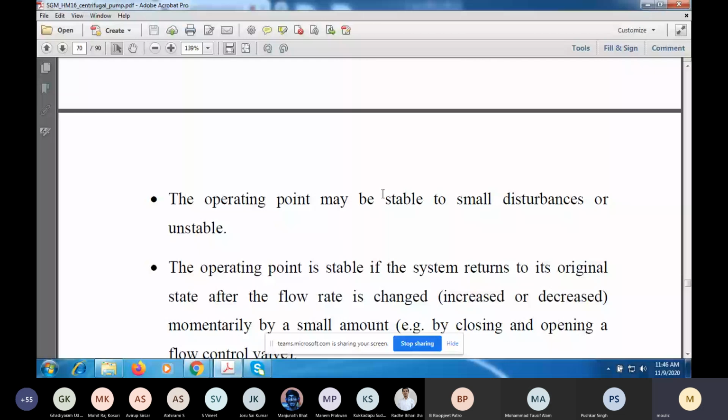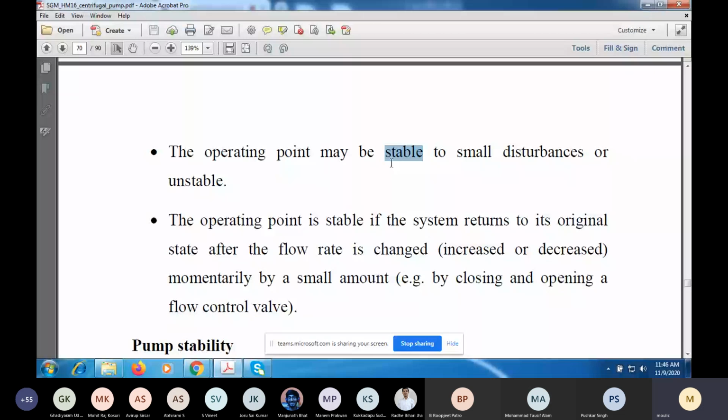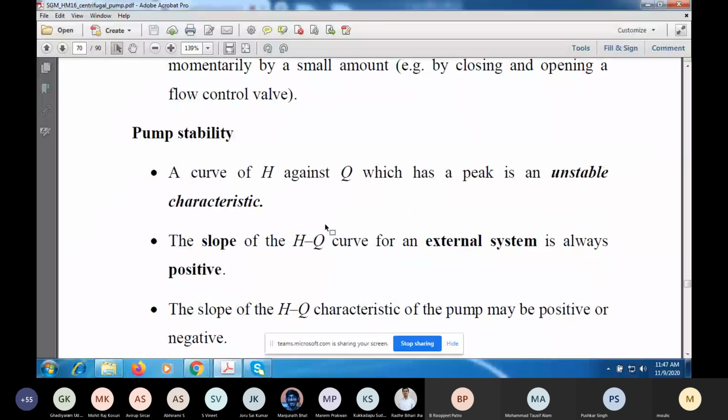Now this operating point may be stable or unstable to small disturbances. Suppose I increase the flow rate slightly and then decrease it back to the old value, will the system come back to the original state? Or if I reduce the flow rate slightly momentarily by opening and closing a valve and then put it back to the same flow rate, will you come back to the same point? If you do, then it's stable. Otherwise, it's unstable. So we'll show that if the curve has a peak, then it's unstable.